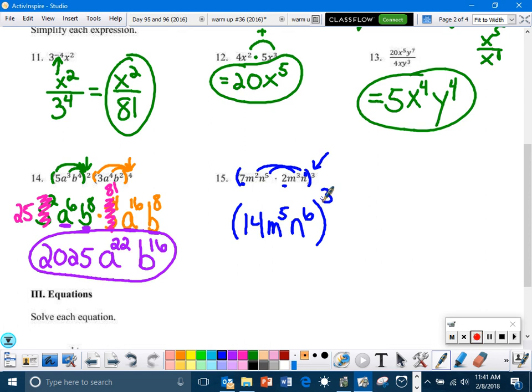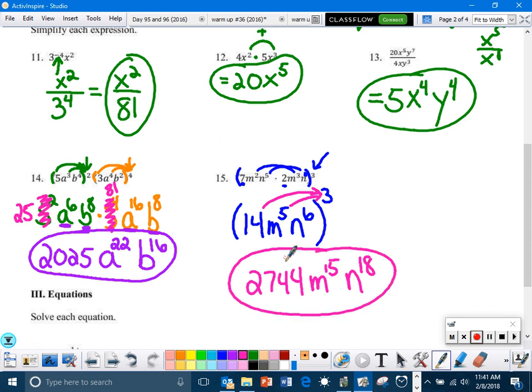Okay, so what we're going to do now, just like what we did on number 14, we're going to take 14 to the 3rd power. 14 to the 3rd power is 2,744. Okay, the rule here for the 5 and the 3 is to multiply. 5 times 3 is 15, so that's m to the 15th. And then same thing with the 6 and the 3, we're going to multiply them, that's n to the 18th. So that is our final answer.